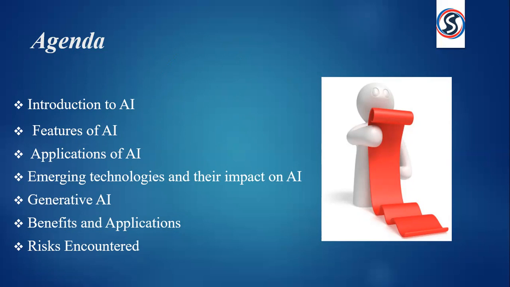It is a version of the AI. So if we relate it to traditional AI, it will be a good combination, a good match, right? After discussing the introduction, features and applications, we are going to discuss the emerging technologies and their impact. What are the emerging technologies in AI and what is their impact? That we are going to discuss.